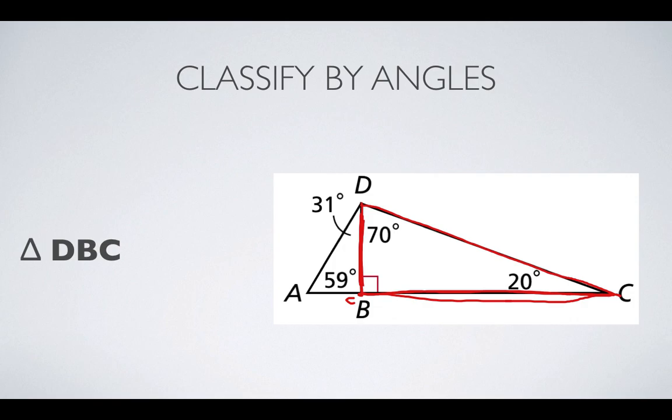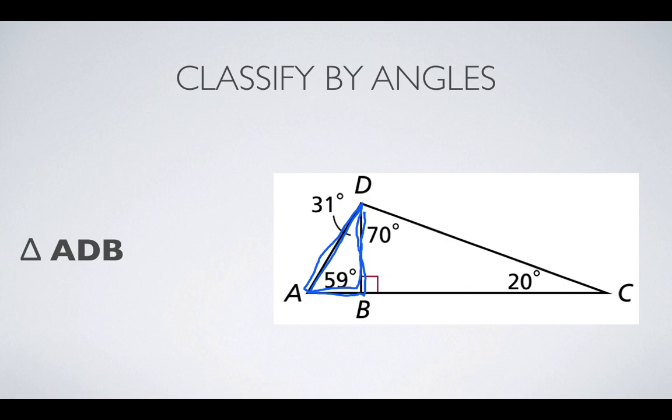Now, if I'm wanting to classify this triangle, I would look and I see that my three angles are 70, 90, and 20. Since one of them is 90, that makes it a right triangle. Now let's look at our next one. We have ADB. That is this triangle right here, the one that was adjacent to the triangle that we started with.